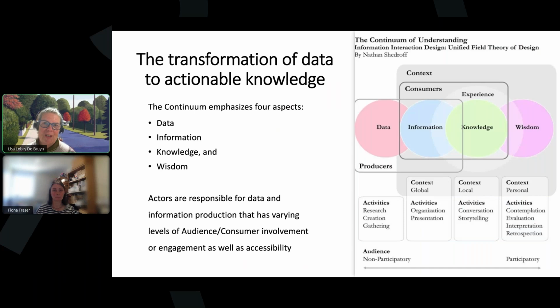So in my journey to understand how we could transform data into actual knowledge, I came upon a paper by Nathan Shedroff, which was in a completely different discipline. But for me, it distilled down the 4 key areas we need to focus on: data, information, knowledge, and wisdom. There are various actors involved, those producing that data and information, as well as consumers, and they have very different levels of connection, if you like, to that information or engagement.